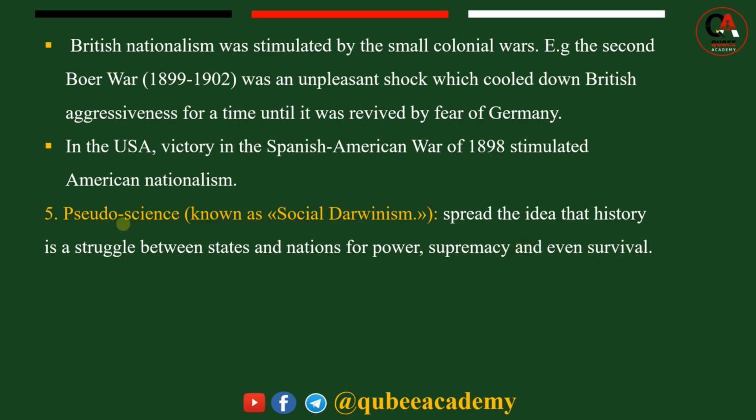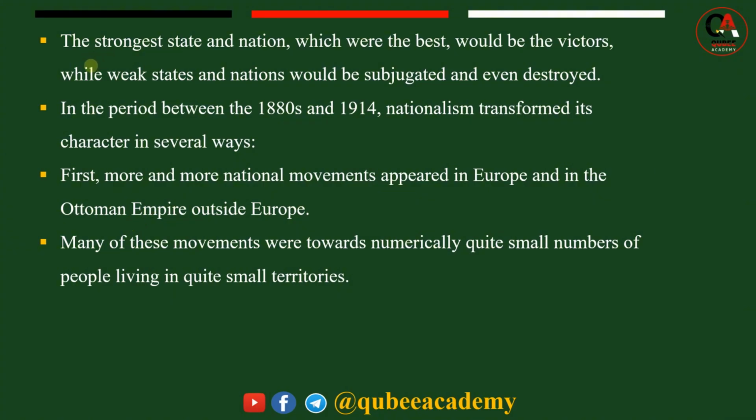So the fifth factor is pseudoscience. Looking at pseudoscience, the strongest state and nation, which was the best, would be victorious, and the weak states and nations would be subjugated or even destroyed. What does this pseudoscience say? Strong nations and strong states would be victorious. But the weak states and nations would be subjugated and even destroyed. So this stimulated what? Nationalism in the 19th century.